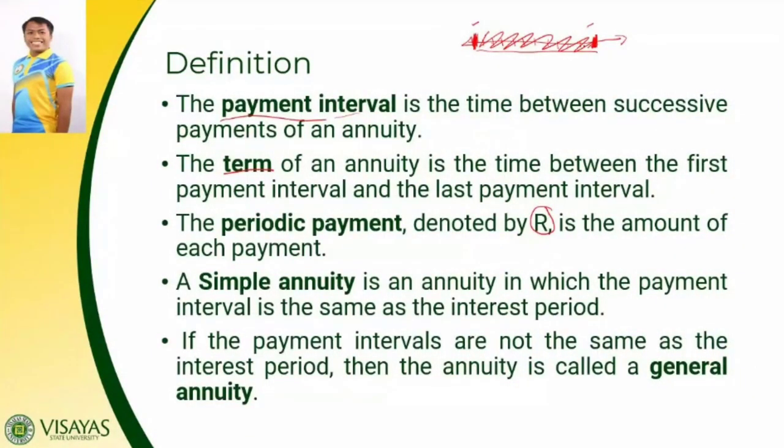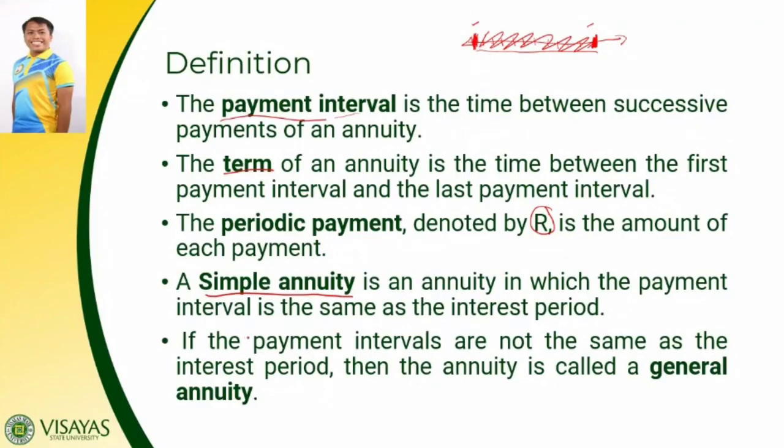Another definition is a simple annuity. A simple annuity is an annuity in which the payment interval is the same as the interest period. So this is somewhat the same as in our discussion of simple interest or compound interest. Now, your annuity is just the same: the payment interval is the same as your interest period. Later on we will understand it better in our examples.